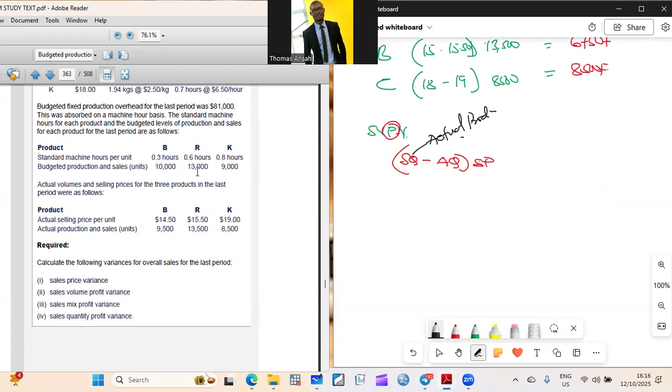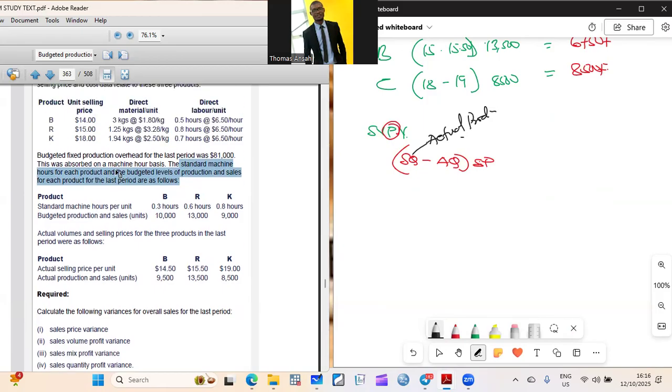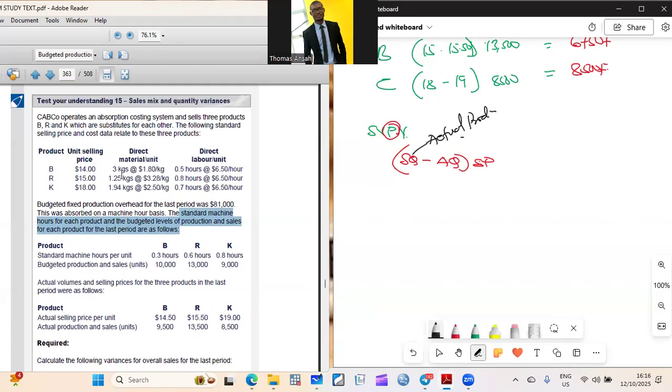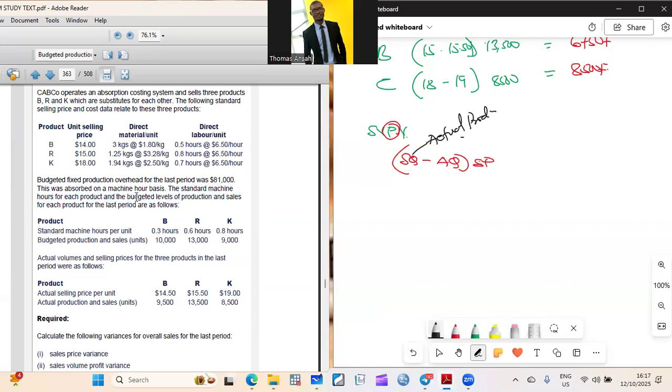So this 10,000 is for how many products? The standard machine hours for everything is as follows. So here you are. So this is it. So what is your SQ? What is your AQ? Actual quantity. How many did they sell? Sales is 9,500, right? But what is the standard? So how do you do it?